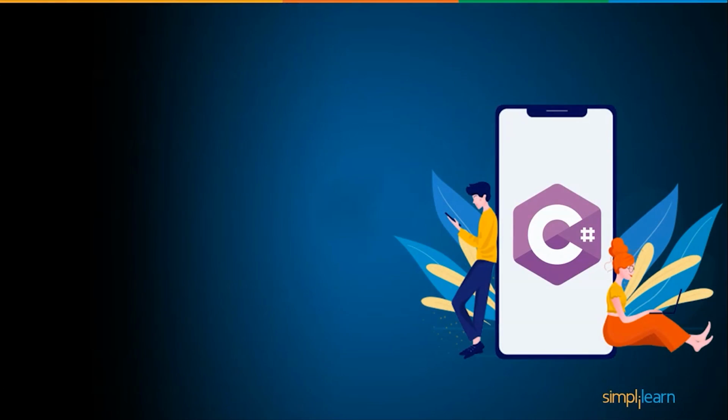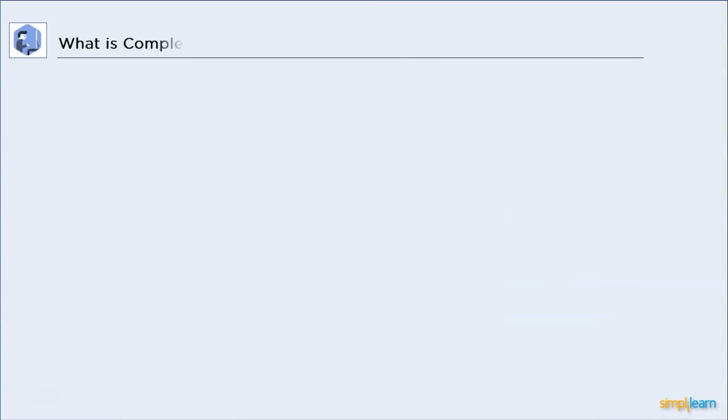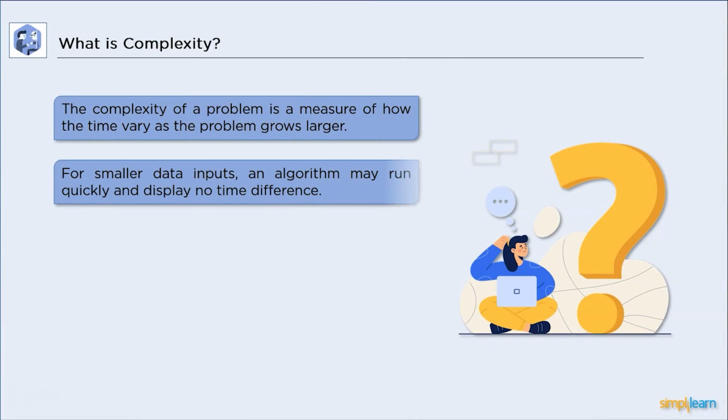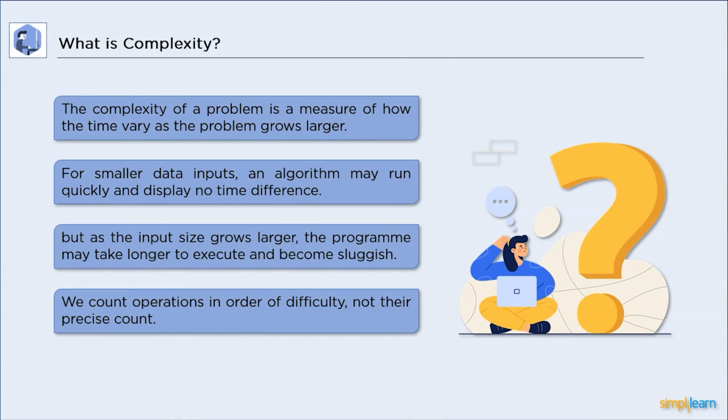Now, let's get started with what is complexity. Complexity is a measure of how the resources, in this example, time, fluctuate as the problem grows in size. An algorithm may run quickly and show no time difference, but when the input size rises, the program may take longer to execute. It may become sluggish and perform poorly.